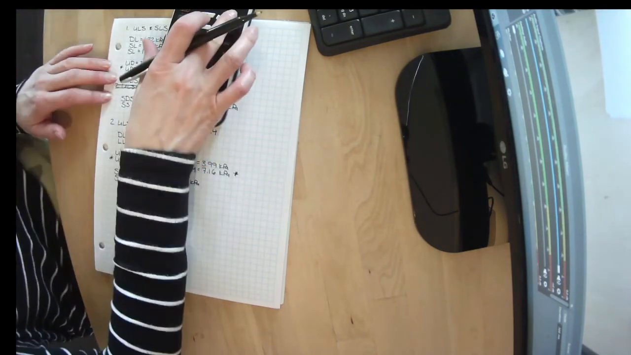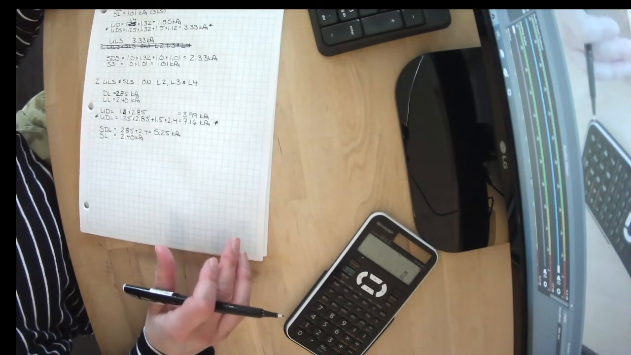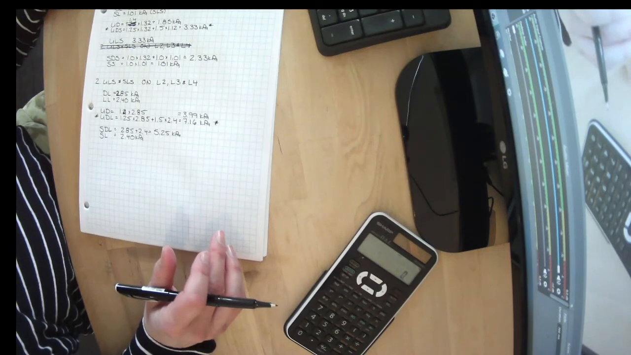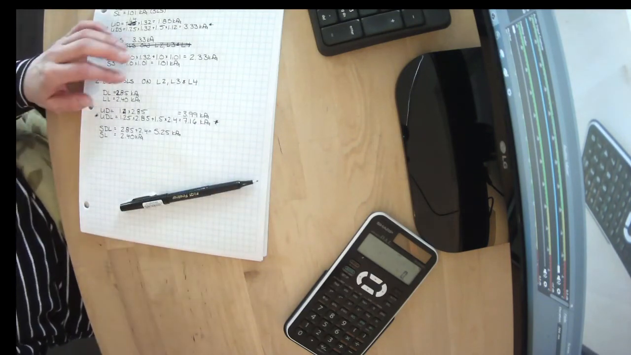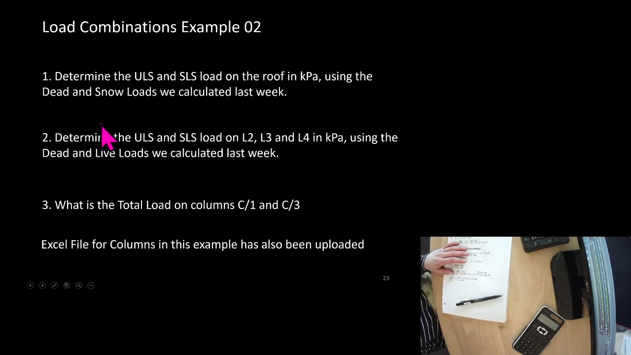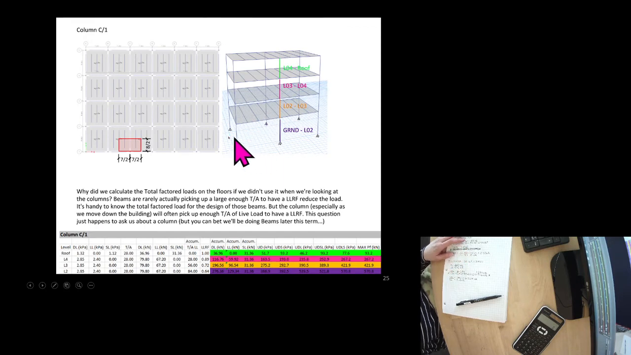The next thing they asked us to do was to think about the columns that we would be designing. The very first column they asked us to look at, so here you can see all of these values worked out that I just did over here in the corner. They asked us to design column C1.